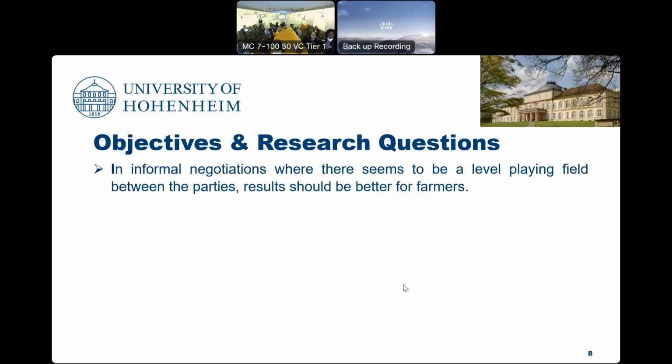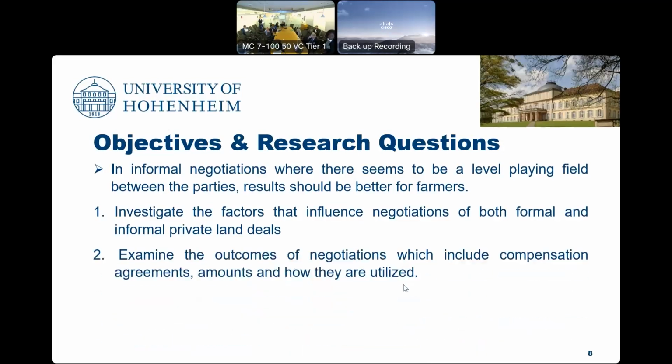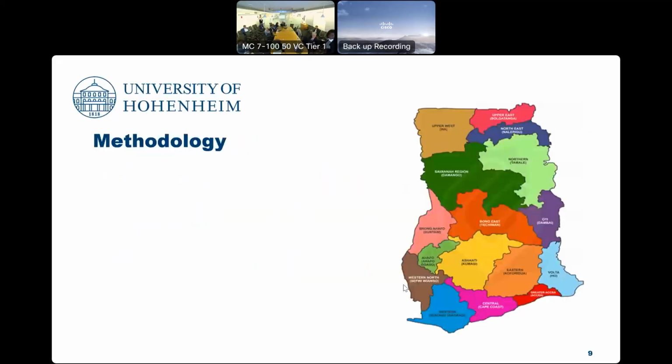So we want to investigate the factors that influence negotiation. But before that, let me say that the few studies have not really delved into it, like in the case of the large scale mines, but the outcomes are a bit mixed. So we want to go in there and find out what are the factors that influence these negotiations, by not looking at the informal private land deals alone, but by comparing it to the formal ones as well. And then also examine the outcomes. And by outcomes, we mean the compensation agreements, the amounts, and how they are utilized.